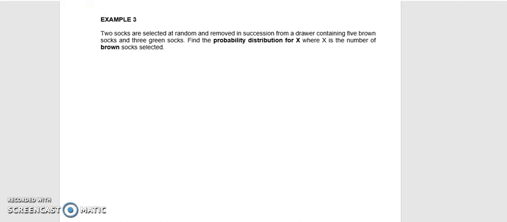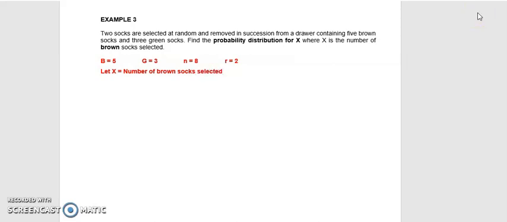Extract the info given first. Here we have 5 brown socks, 5, and then green socks 3, so I put G equal to 3, so the total will be 8, 5 plus 3, 8. 2 socks are selected, so we want to choose 2 socks only. Out of 8, we want to choose 2. If you still remember from the previous chapter, I'm referring to the number of selections. And our random variable X refers to the number of brown socks selected. So let X equal the number of brown socks selected.